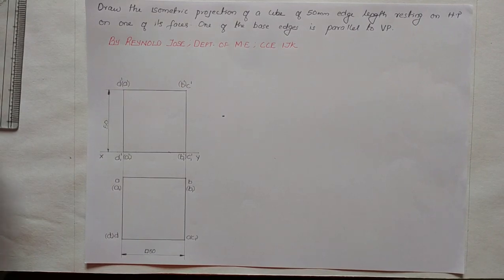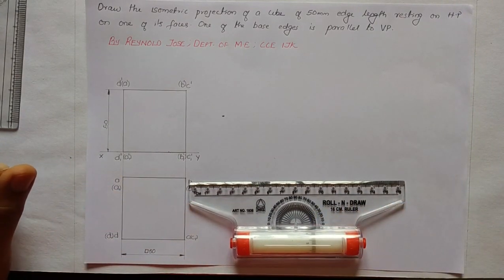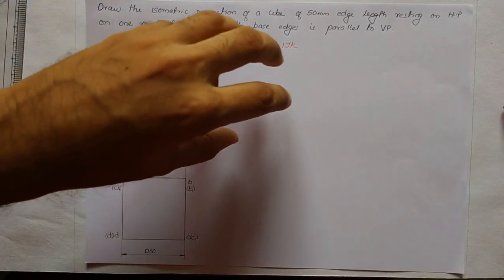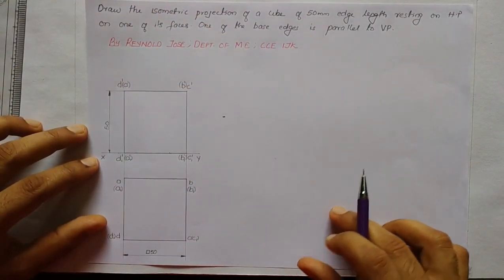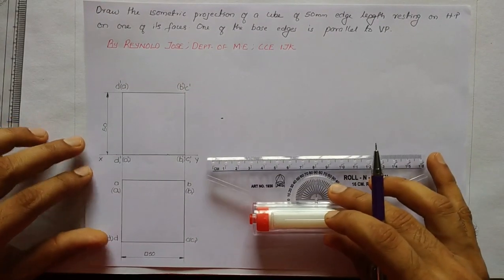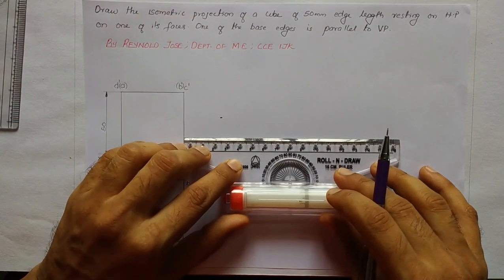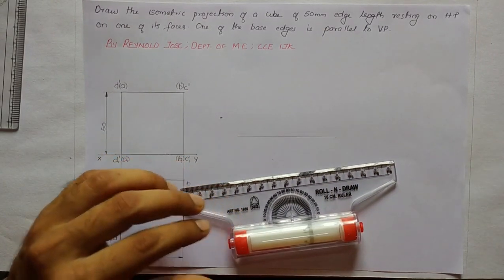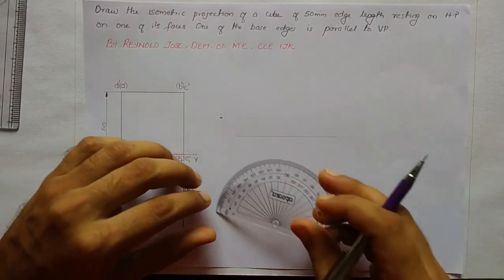The very first step is drawing a baseline or a reference line. We'll be drawing the isometric scale somewhere above on the page, and below that isometric scale we will be drawing the isometric projection. For the time being, I shall draw it in this area. So the first step is to draw a reference line using type B lines.